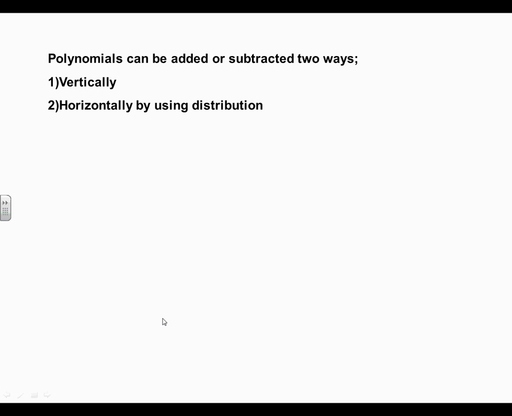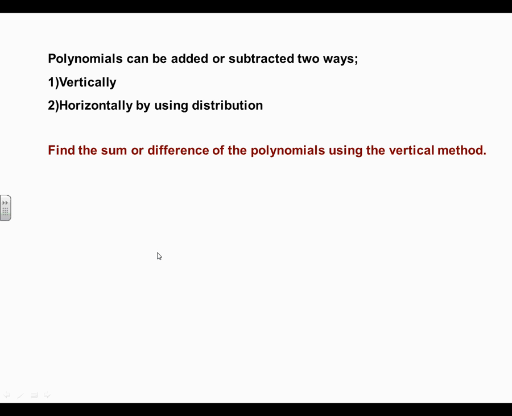Now, polynomials can be added or subtracted two different ways, either vertically or horizontally. Using distribution, we are going to do examples of both types. So the first, we're going to use the vertical method. Here I've got two different polynomials, and we're going to add them up vertically.